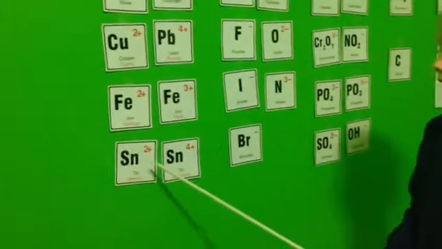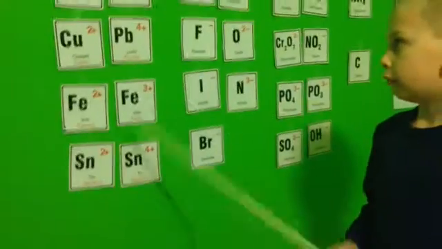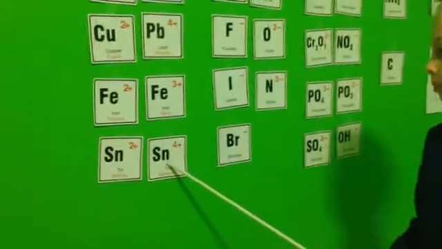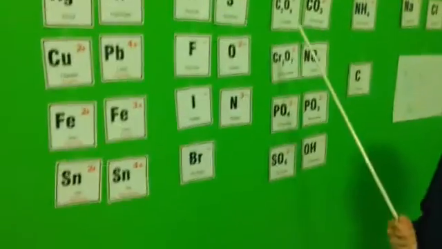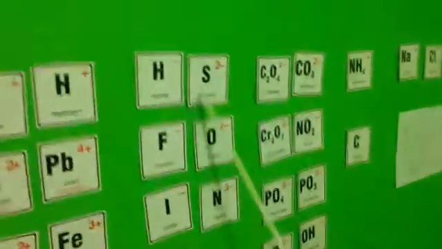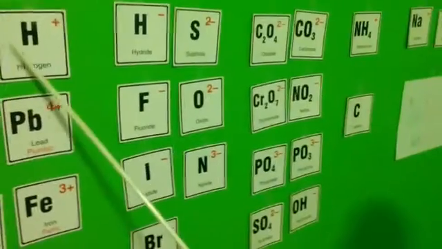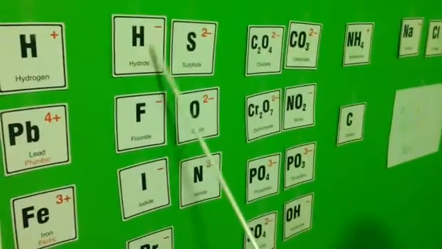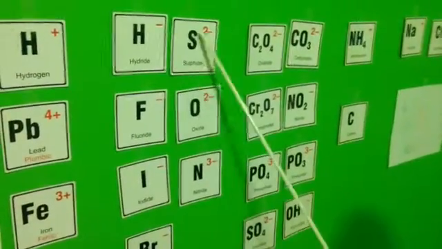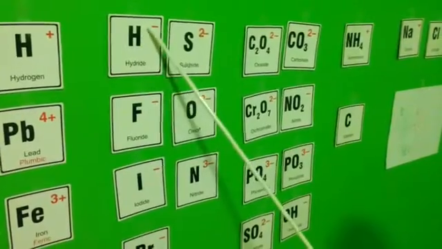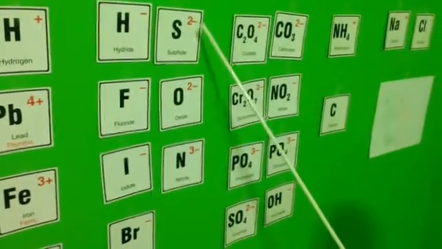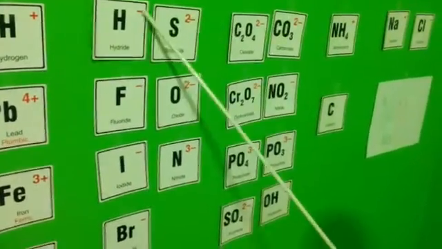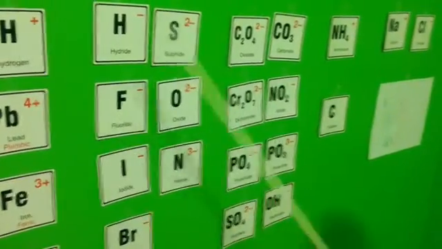Here is the 2 tins. Tin is like the most like lead. So 2+ is stannous and 4+ is stannic. Let's go on to the anions. Here's hydride. It's a cation too, and it's an anion. Here is sulfide, but the hydride is minus. So sulfide is better, like it can make hydrogen sulfide.